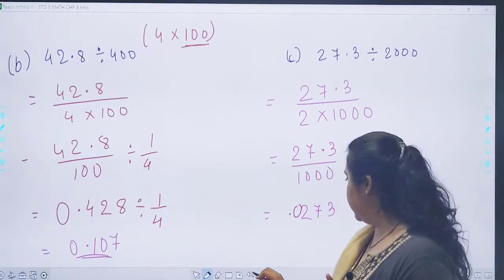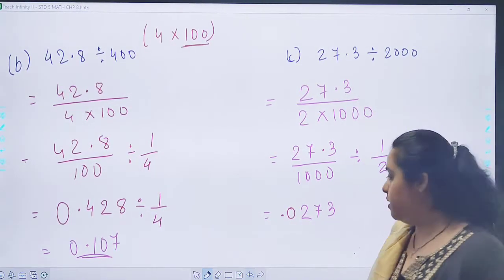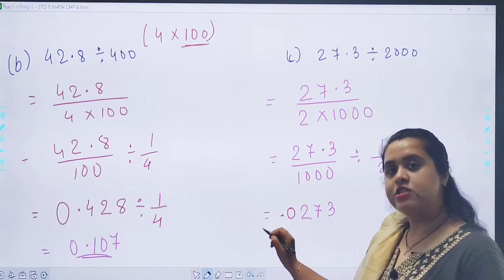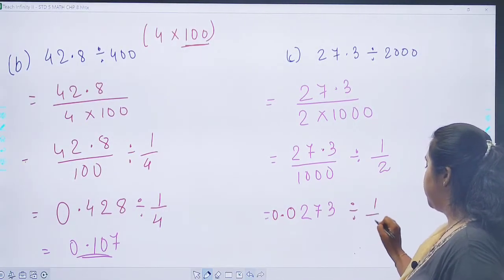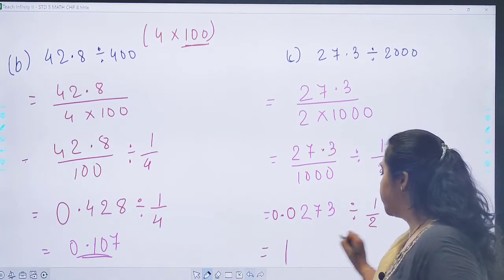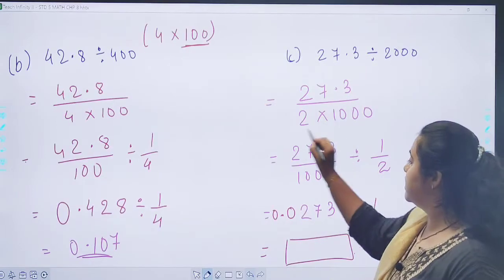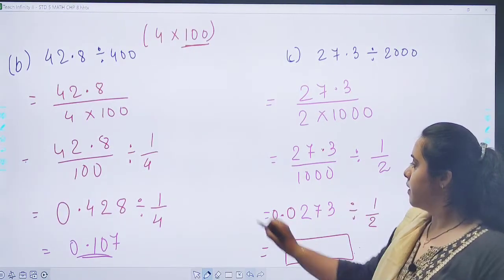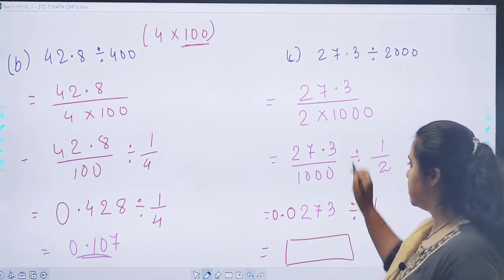Understood? Again 0 point. Done? There is nothing ahead of the point, so ma'am will be writing 1 zero. Divide 1 upon 2. You can divide and you can find the answer. But the main focus is on this part. Okay? Done? Easy? This part?